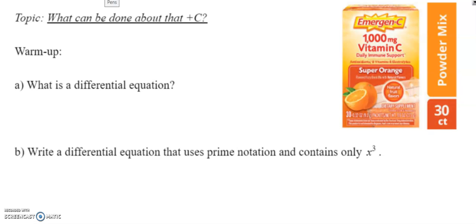So we left off talking about how to find the general antiderivative, and today we're going to focus on what we can do to work on that plus c, to take this from a general antiderivative to a very specific antiderivative.